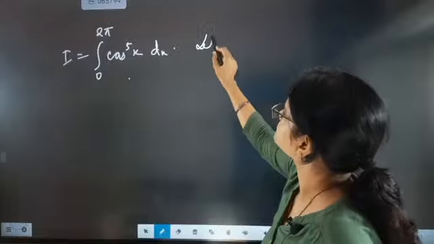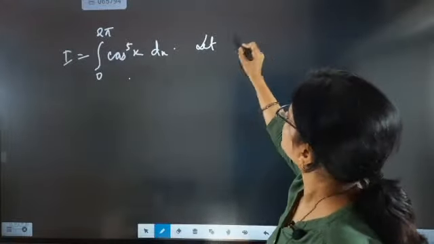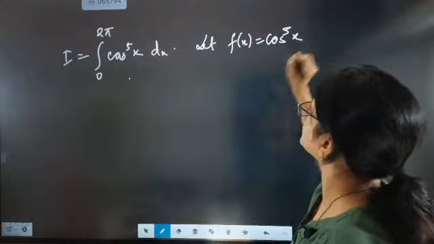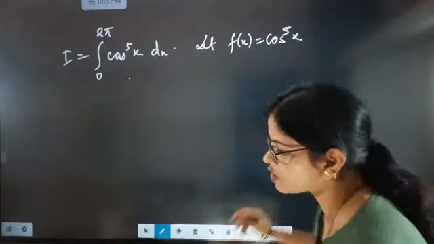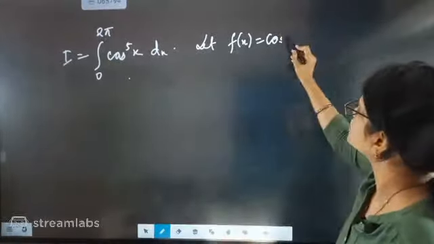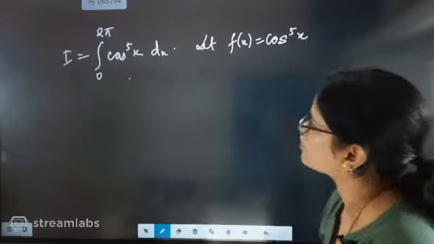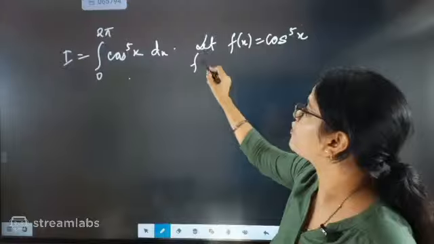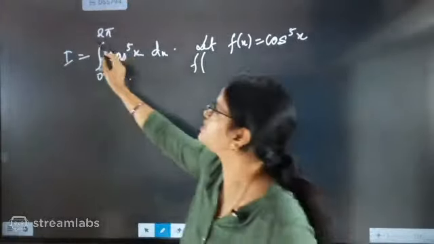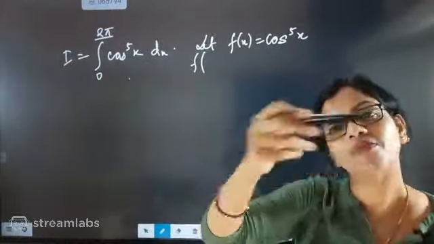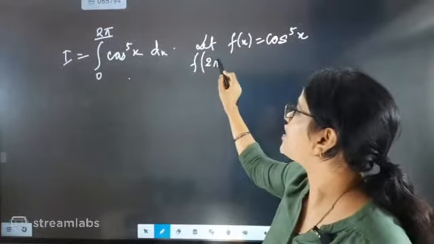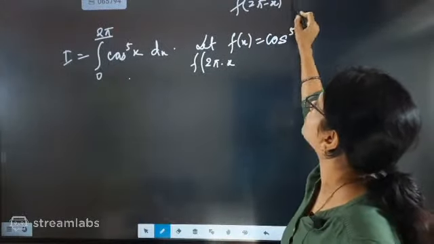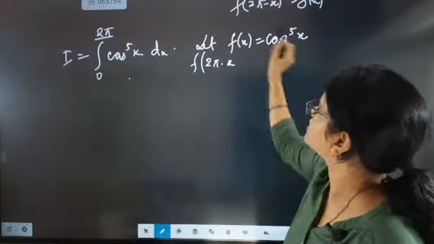Now let f of x equal cos to the power 5x. We take f of x as cos to the power 5x. Now what are we going to do here? We are going to put f of 2 pi minus x. Whatever is the upper limit, that minus x you have to substitute, and you have to bring it so that f of 2 pi minus x becomes f of x. Okay, you have taken this f of x now.